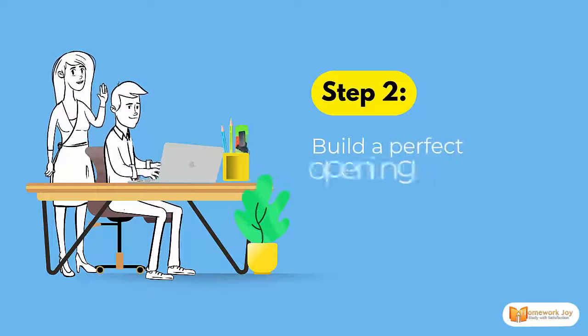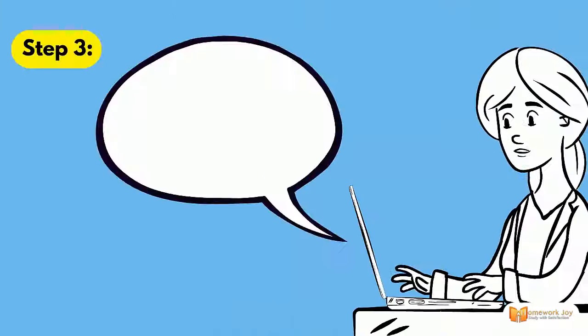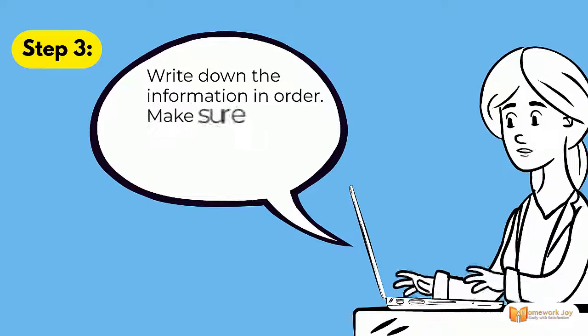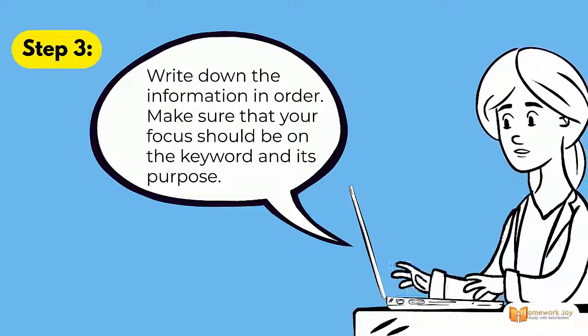Step 2. Build a perfect opening sentence that defines your topic and your purpose as well. Step 3. Write down the information in order. Make sure that your focus should be on the keyword and its purpose.